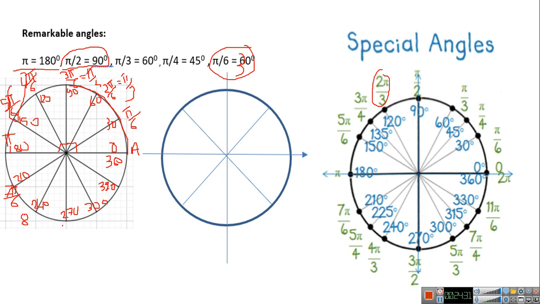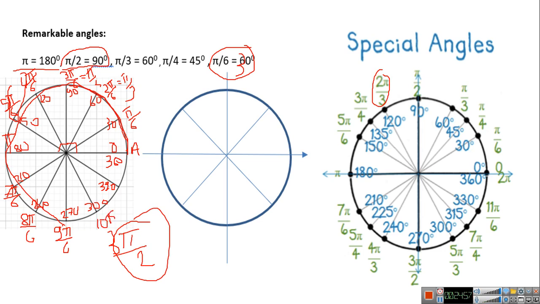Here 7 pi over 6. Here 8 pi over 6, which is 4 pi over 3. 9 pi over 6 is 3 pi over 2. Listen guys, 3 pi over 2. What's pi over 2? Pi over 2 is 90. So I need 3 90s: 1, 2, 3 90s. Here 10 pi over 6. Here 11 pi over 6. And the last one, 12 pi over 6, which is 2 pi. So you have it here.